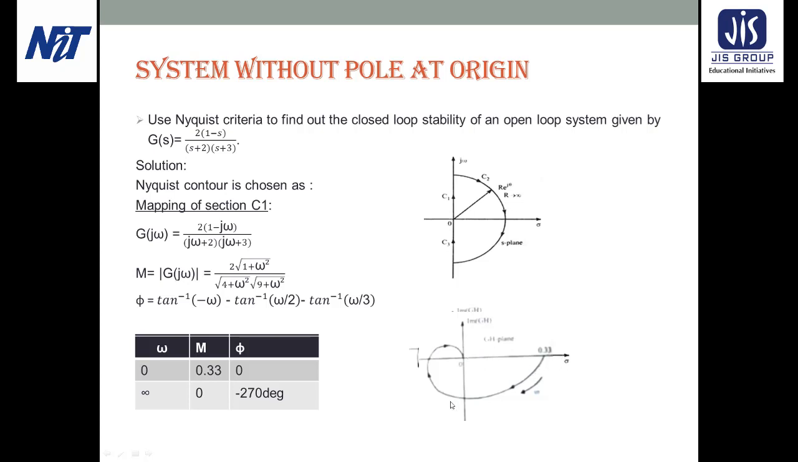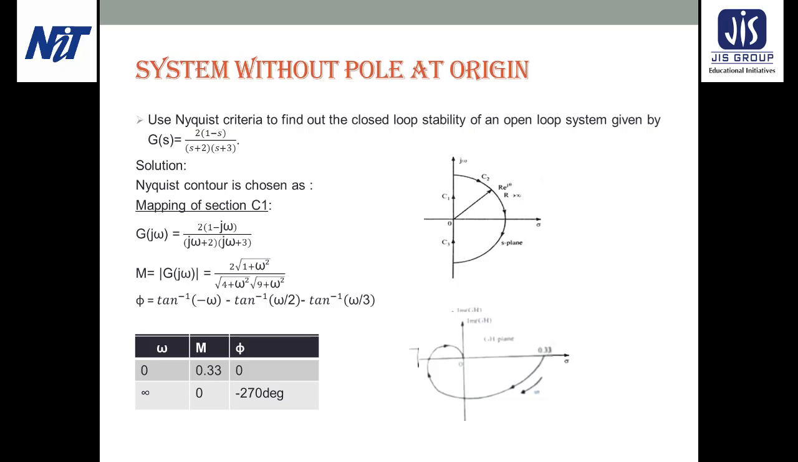Next we will join these 2 points, and this is the mapping of section 1, which starts from the 0 degree line where the magnitude is 0.33, and then terminates on the minus 270 degree line where the magnitude is 0. So this is the mapping of section 1. It starts at 0 degree with magnitude 0.33 and meets the origin along minus 270 degree when omega is infinite.